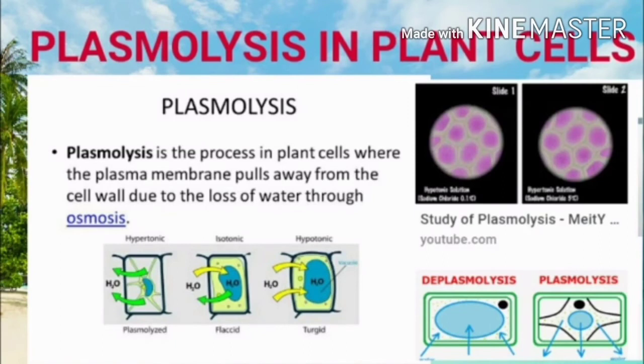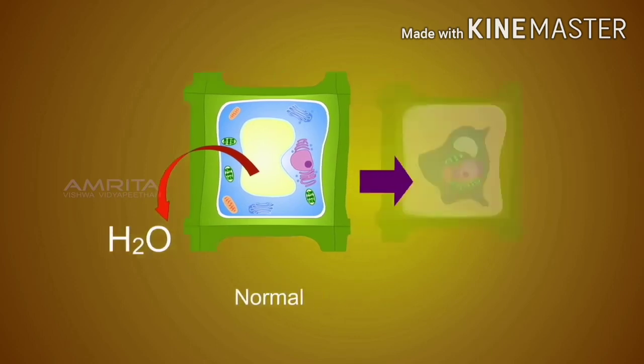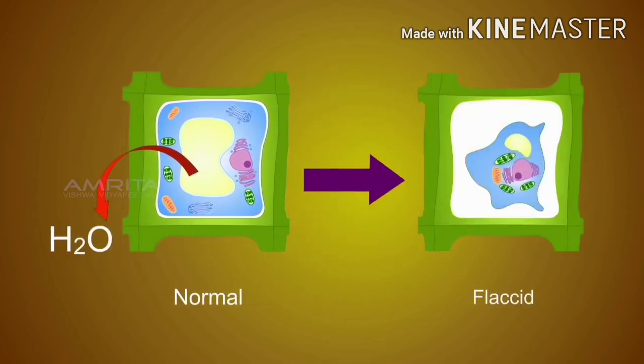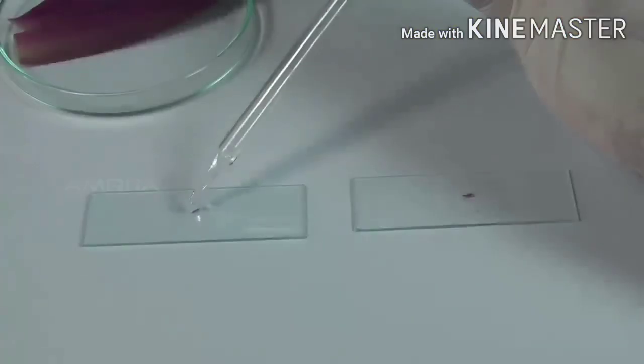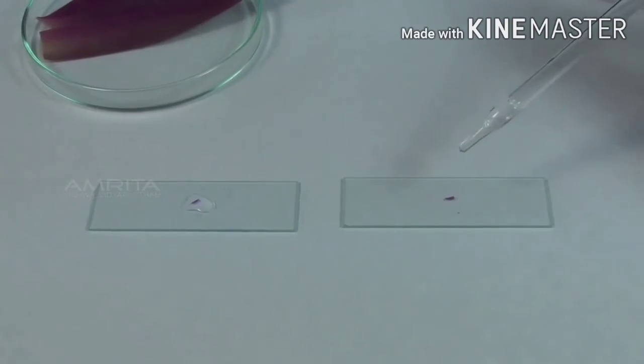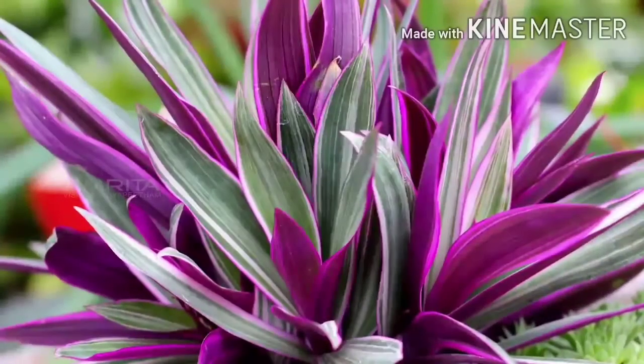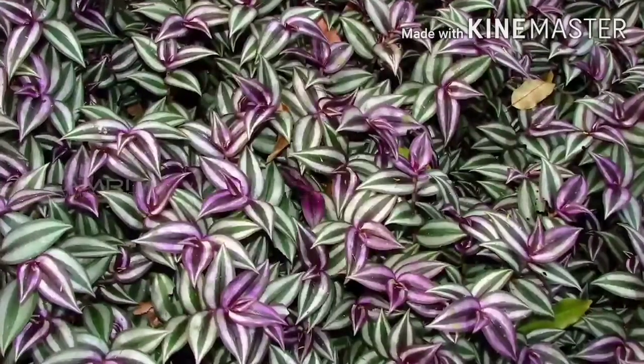Let us understand what plasmolysis is by conducting this activity. Study of plasmolysis. Plasmolysis is the process of shrinkage or contraction of the protoplasm of a plant cell as a result of loss of water from the cell through osmosis. We can induce plasmolysis in the laboratory by immersing living cells in a strong saline or sugar solution to reduce water in the cell.